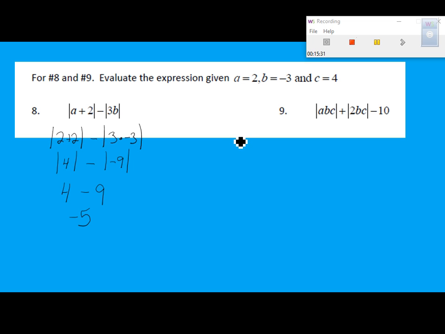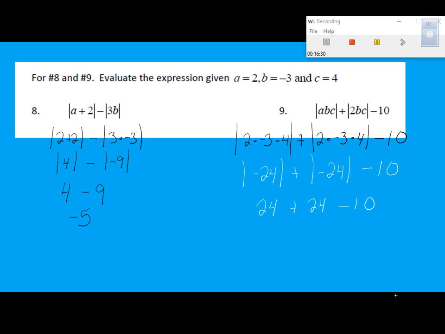My last one, I've got A times B times C, so I've got the absolute value of 2 times negative 3 times 4 plus the absolute value of 2 times B, which is negative 3, times C, which is 4, whatever those answers are, minus 10. Well, this becomes the absolute value of 2 times negative 3 times 4 is negative 24 plus the absolute value of negative 24 minus 10. Well, the absolute value of negative 24 is 24 plus 24 minus 10. Run that through your calculator, and we're going to get 38.